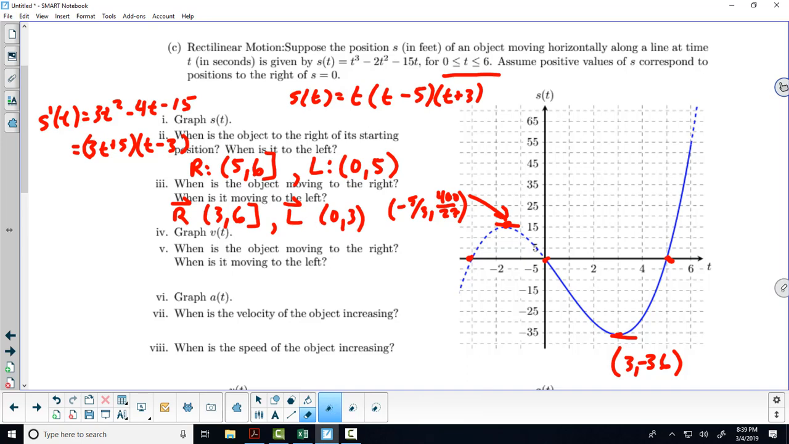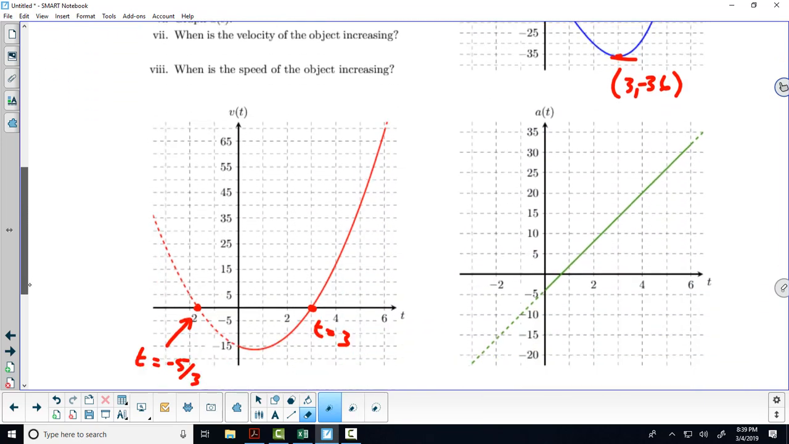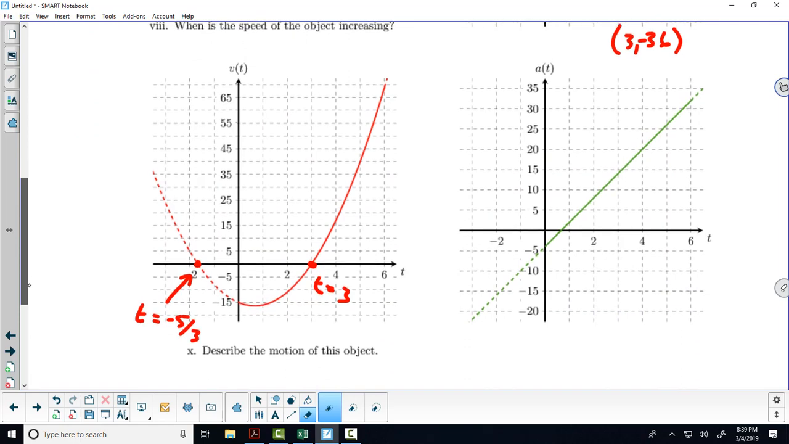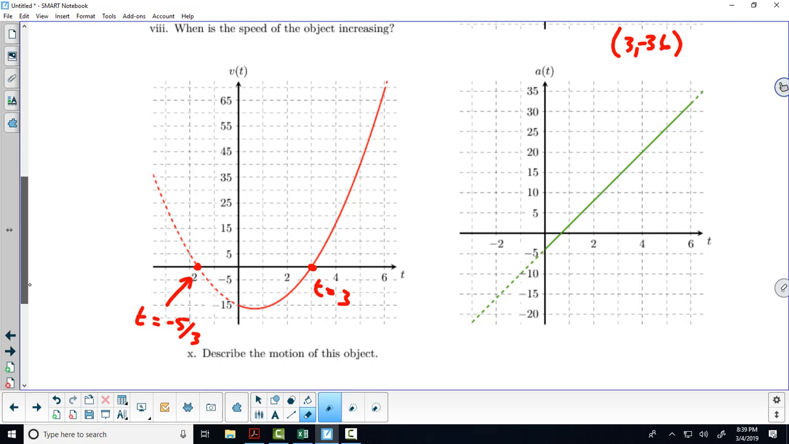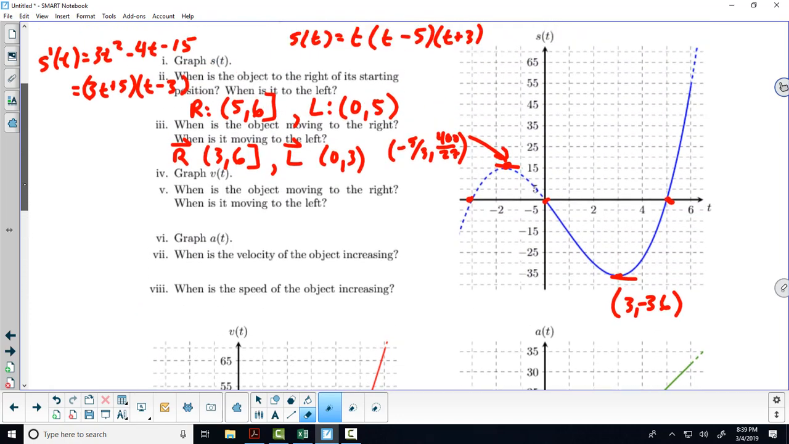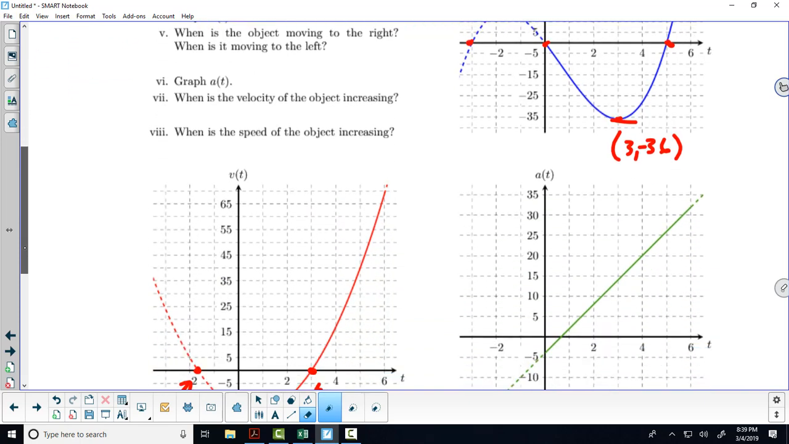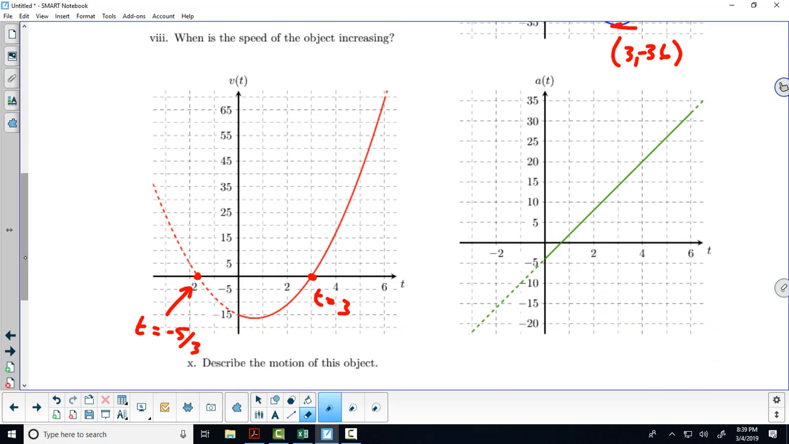Okay. So the next thing I ask you to do is graph v of t. I've done that. Definitely you should be able to graph all of v of t, whether you know calculus or not. From college algebra, we got the zeros at -5/3 and at 3. We know that it's a parabola, so it opens upwards.